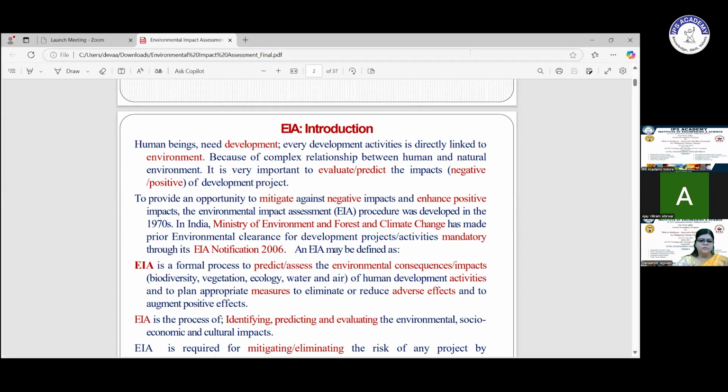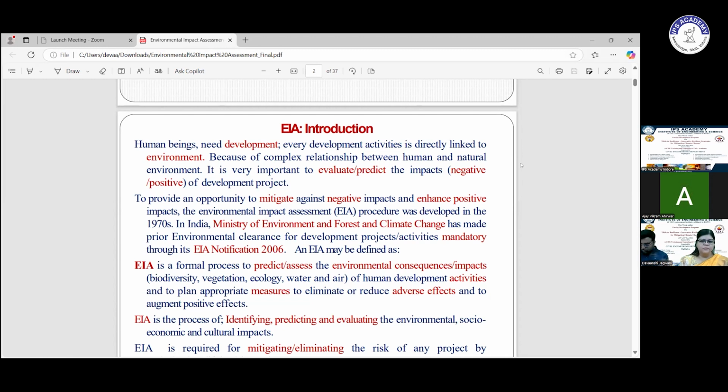In short form, we can say EIA is the process of first identifying the impacts, positive as well as negative, and then predicting, before the introduction of the project and after the introduction of any project, what will be the soil, water, air, and other quality, and then evaluating the environmental, socio-economic, and cultural impacts.